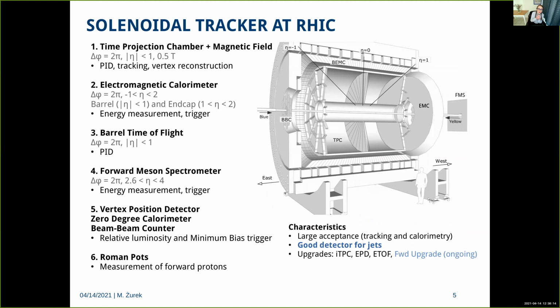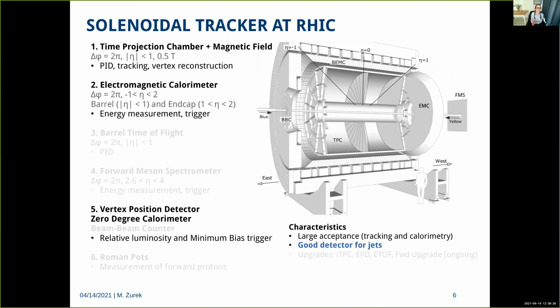The portfolio of our experiment, the Solenoidal Tracker at RHIC, namely STAR, is presented on this slide, but since I'm talking about jets, we are mostly looking into information from the time projection chamber, which gives us tracking and vertex reconstruction, of course, together with the magnetic field. The information from the electromagnetic calorimeter in the central region up to 1 in eta and endcap up to 2, as well as the vertex position detector and zero-degree calorimeters, give us information about relative luminosity and serve as minimum bias trigger. The general characteristic of STAR which is important for us is its large acceptance, both in tracking and calorimetry, which makes it simply a good detector for measuring jets. And this is what we're interested in.